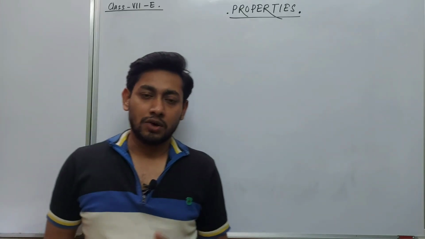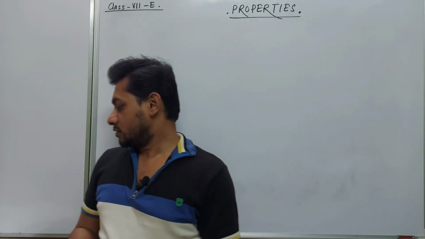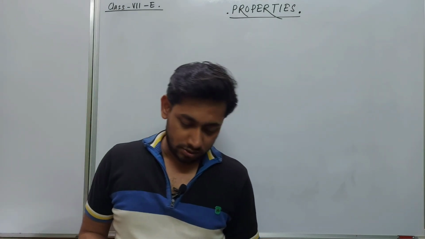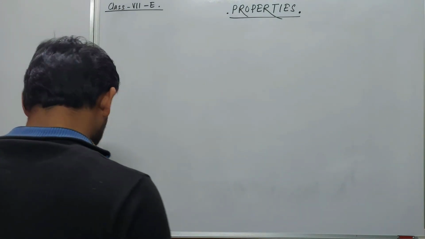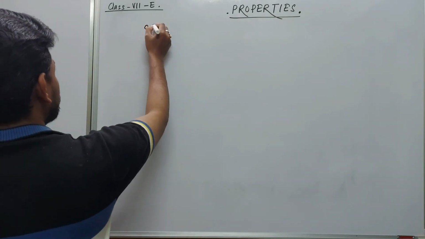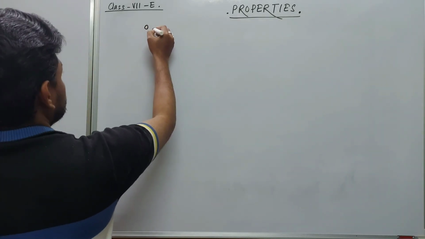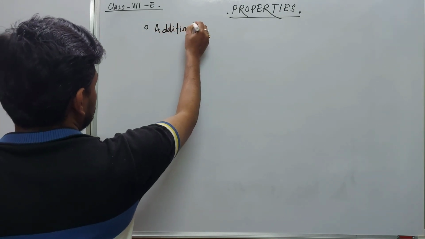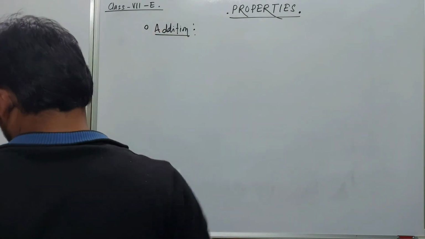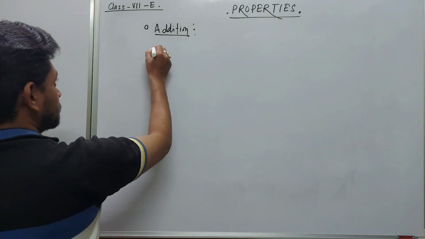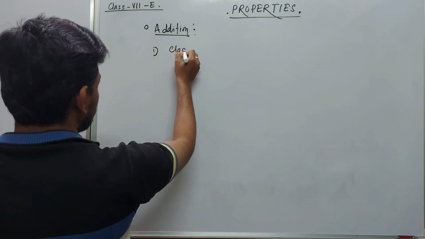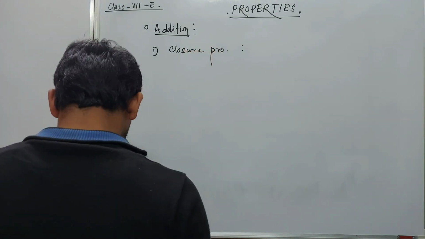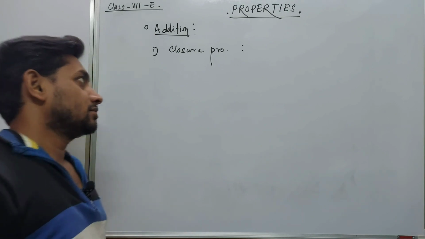First of all, I'm describing the properties of addition. I'm writing the name: the properties of addition. Please note it down. Addition. The first property is the closure property. What is the closure property?